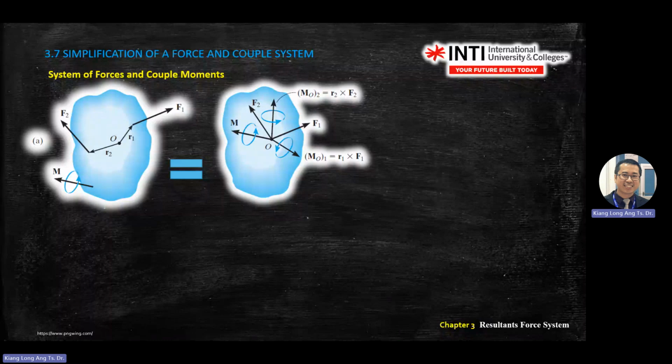Then you do the same for F2. You move F2 to the O location. Same as before, when you move F2, which is not parallel to the axis, perpendicular to here, you will generate F2 and also generate R cross F. R cross F, you're generating M2 over here. R2 cross F2.